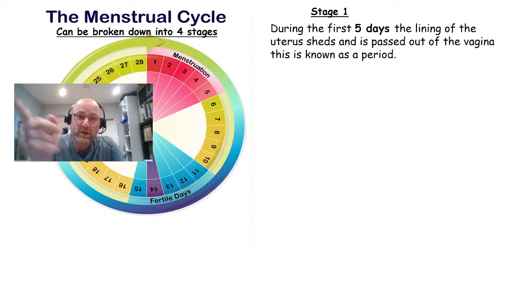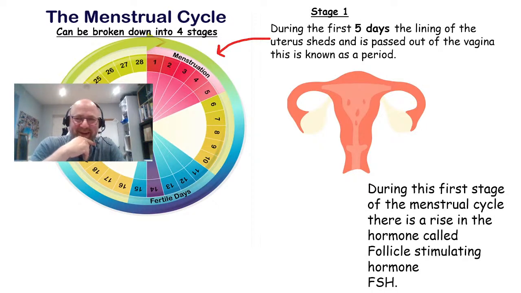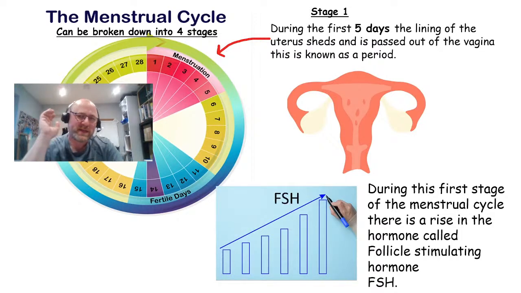And what does FSH do? Does anyone know what FSH does? Follicle stimulating hormone. Anyone know what it does? Well done, Claire. Causes an egg to mature. If you prefer, you can say develop or you can say ripen.